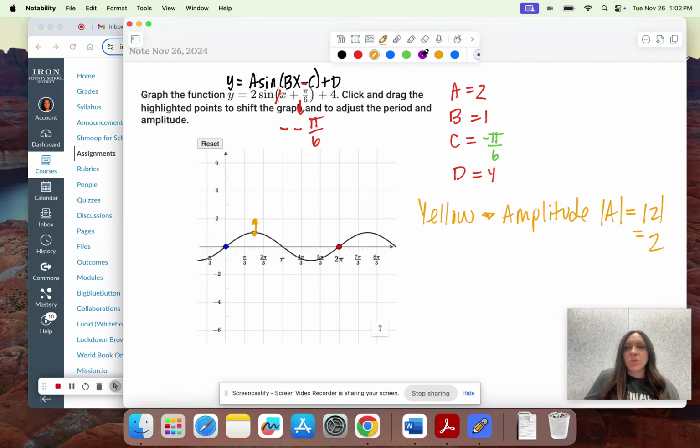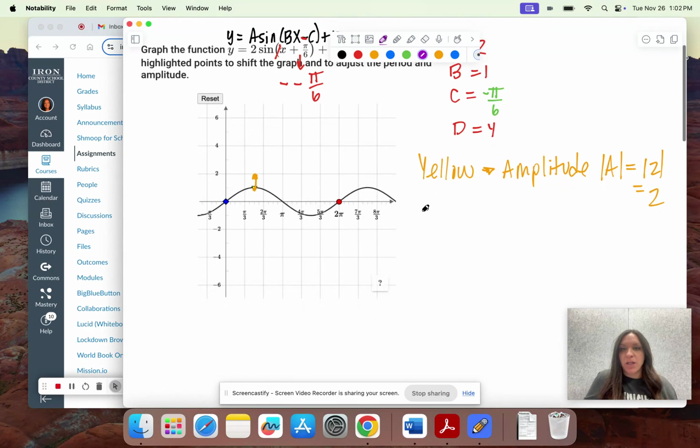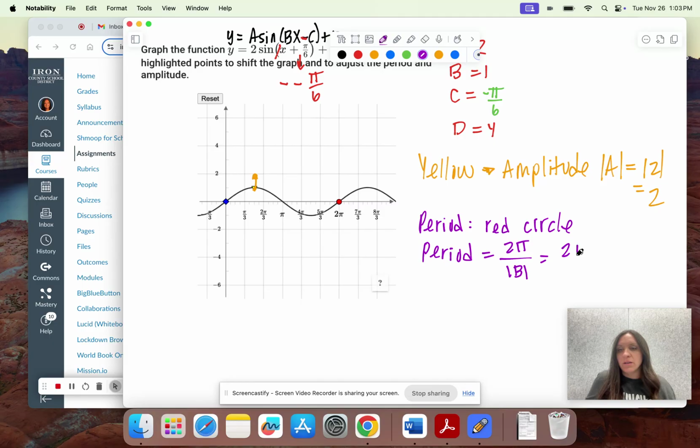All right, next one we're going to look at is our period. And that is the red circle. So period equals 2 pi over the absolute value of b. And b is just 1. So 2 pi over the absolute value of 1 is just 2 pi.